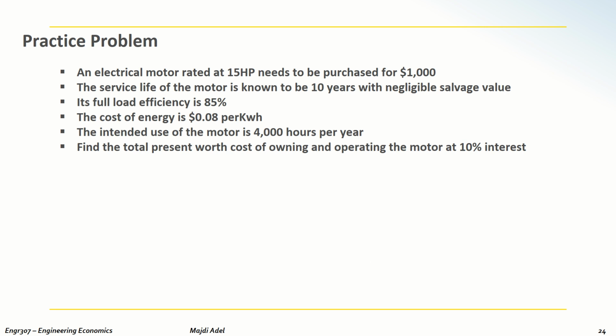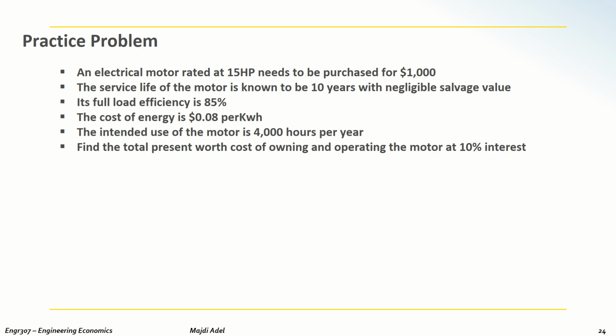Let's see this problem. An electrical motor rated at 15 horsepower needs to be purchased for $1,000. The service life of the motor is known to be 10 years with negligible salvage value. Its full load efficiency is 85%. The cost of energy is $0.08 per kilowatt-hour. The intended use of the motor is 4,000 hours per year.